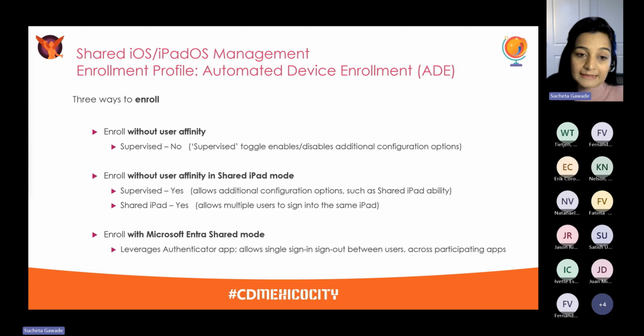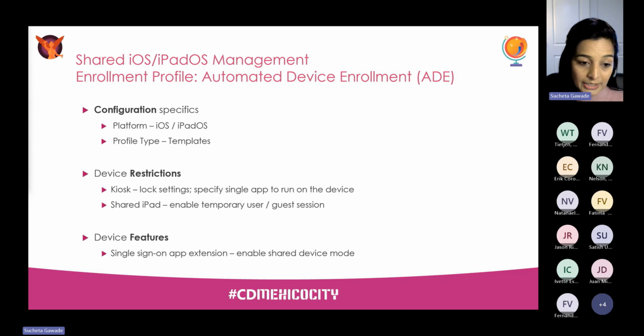However, looking at the second option, if you were to enroll without user affinity with supervised option set to yes, then you not only get more configurable settings, but you also get to choose shared iPad mode. And with shared iPad mode set to yes, you can configure to allow multiple users to sign in to the same iPad. So basically, with the supervised mode and the shared iPad mode, you have more control and more options available. And then the third option here is similar to what we've seen with Android, where with the Microsoft Entra shared device mode enabled, these devices allow for SSO between users across applications. And then we continue on to the next slide for iOS.